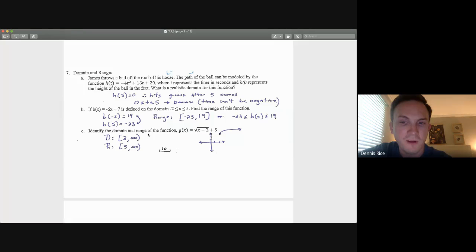And then domain and range, I like to have a little sketch of the graph. So this is what it looks like. 2 to the right, 5 up. So the domain is 2 to infinity. The range is 5 to infinity, inclusive of both.